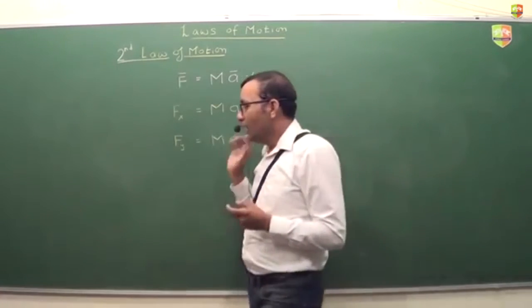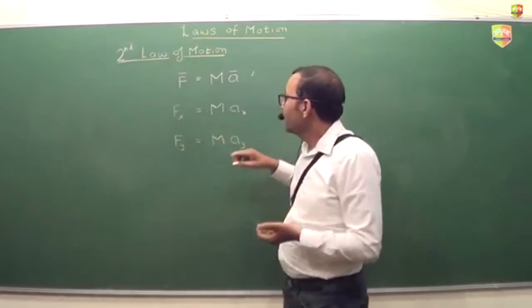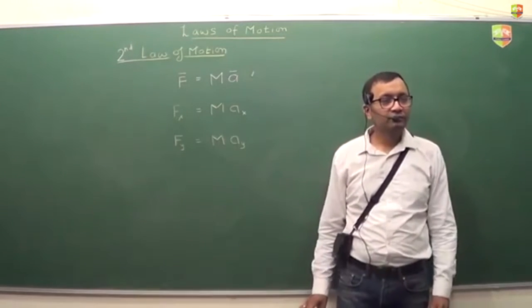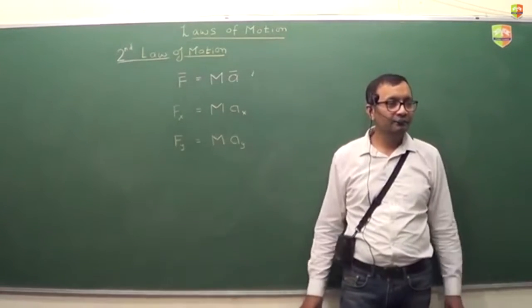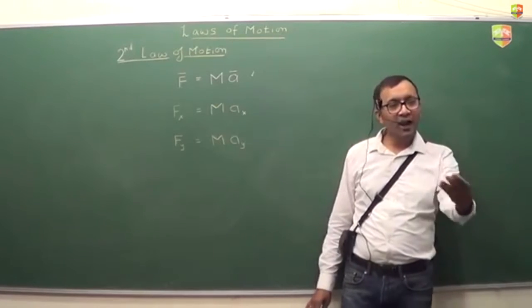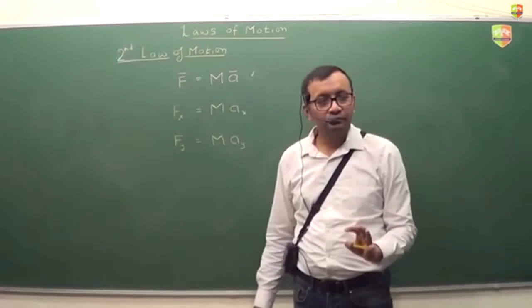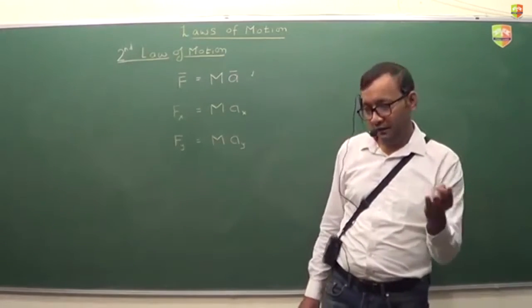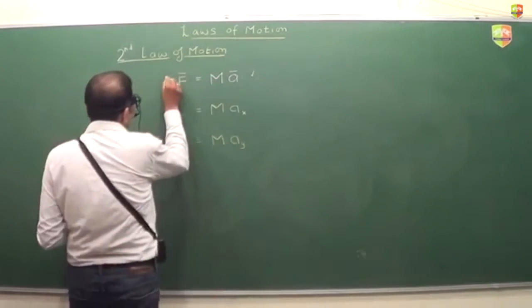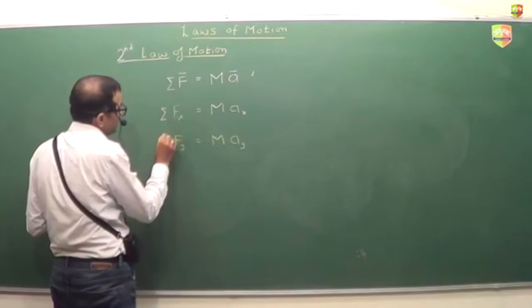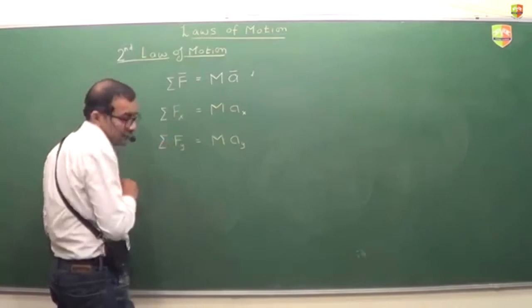Fine. Now tell me, if multiple forces are acting, then what will you do? Suppose multiple forces are acting. So you divide them, then you have to add it up. Simple. Split them into their components and then just add the x, add the y. Correct. Good. So this is the summation of all the forces. This is the summation of all forces along the x-axis. Summation of all the forces along the y-axis.